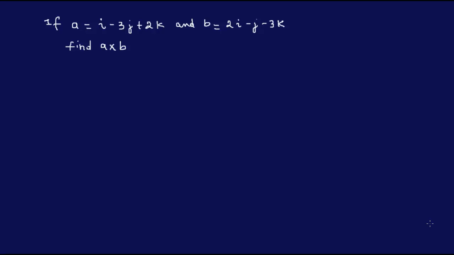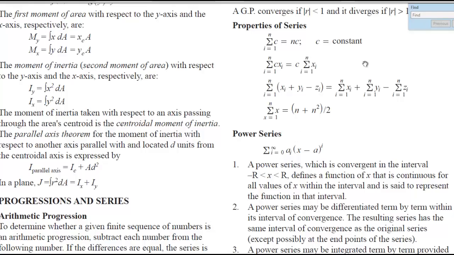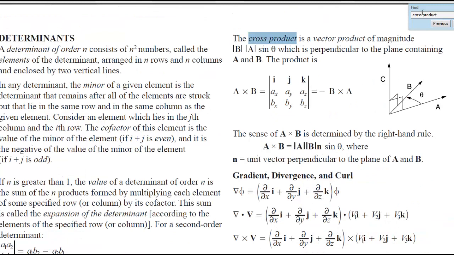For the dot product, that's basically multiplying the i's and the j's and the k's. But in the case of cross product, as a matter of fact, let's go to the handbook and see if there's anything that's helpful there. Okay, so there it is on page 31, cross product here. By looking at this, it doesn't tell me anything at all.